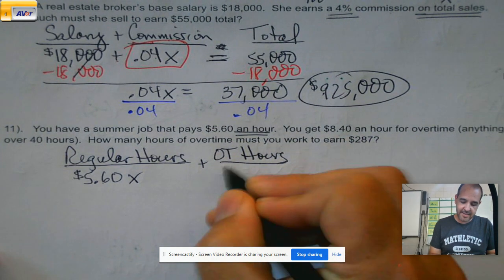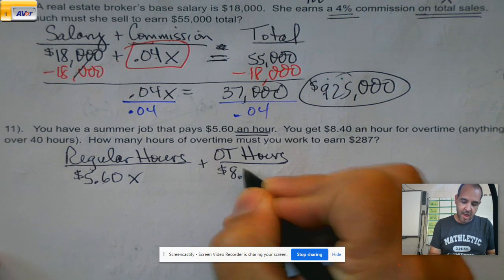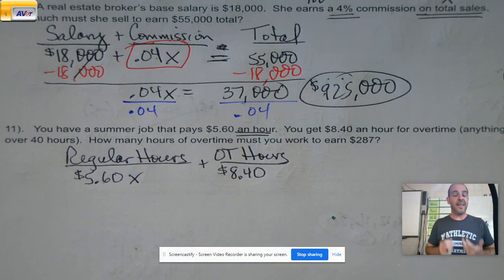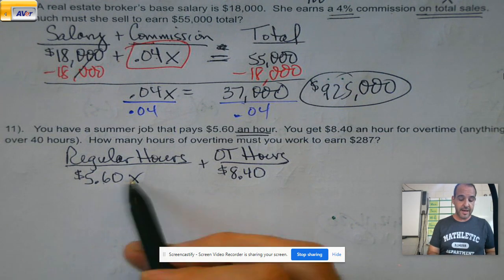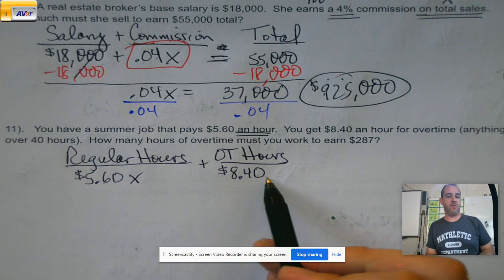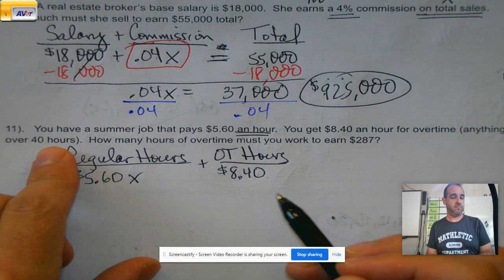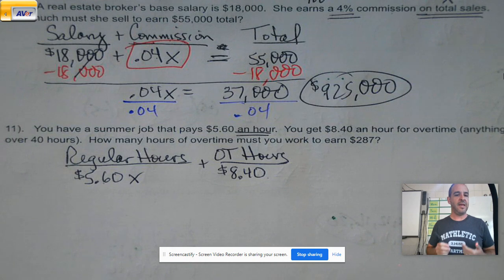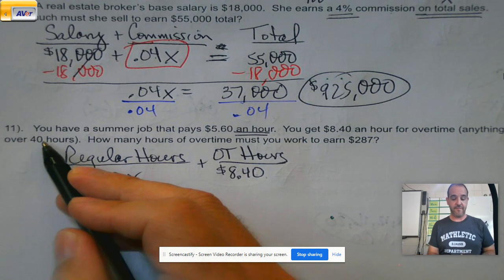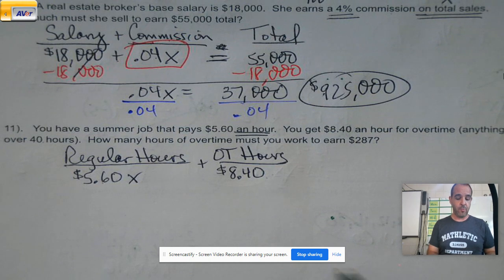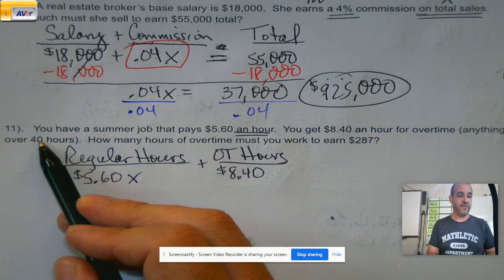Now here's how this is going to work. I can't just put X here for my overtime hours. Well, why not? Let's say I work 40 hours. I don't get $5.60 an hour plus $8.40 an hour. That's not how this works. It's anything over 40. So let's think about this for a minute. If I work 45 hours, how many overtime hours is that? Well, it's 45 minus 40. I'd get 5 overtime hours. If I worked 50 hours, how many more hours over 40 is that? Well, 10. 50 minus 40 is 10.